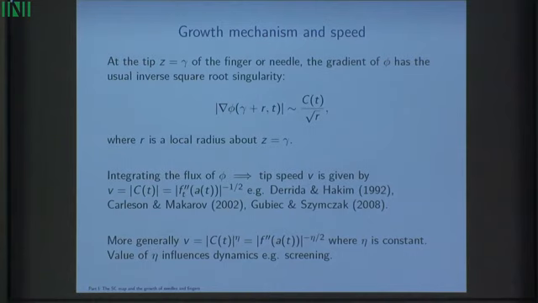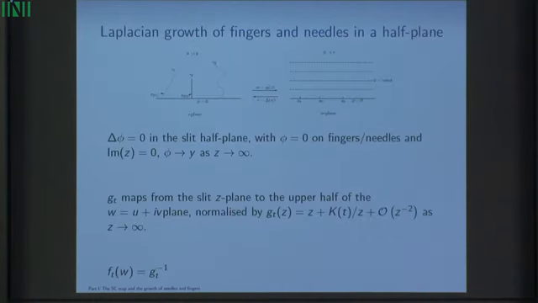So what is the growth mechanism of these fingers and needles? The price we pay for approximating a finger of actual thickness by shrinking it down to being a slit is that we have a velocity singularity at the tip. That's the price we pay, but we also gain things in making that approximation. What we gain is that the dynamics becomes relatively simple.